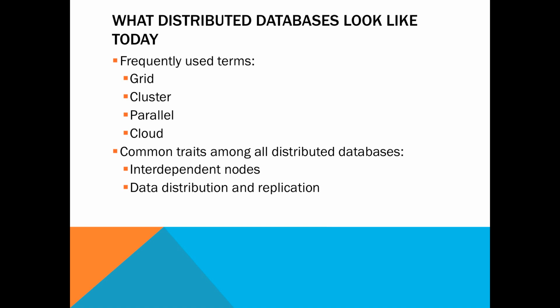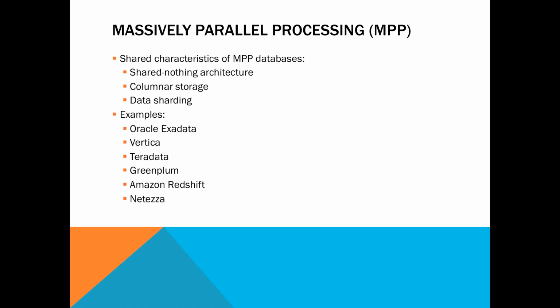And the common traits among all these databases are, again, independent nodes working together, or interdependent, I guess you could say. And there's obviously a distribution and replication of data going on under the covers. Looking specifically at massively parallel processing databases for a moment, which I consider a subclassification of distributed databases, there are a number of shared characteristics. The big three that I found were a shared nothing architecture, column-based storage, and a data sharding technique for spreading the data out across different systems.